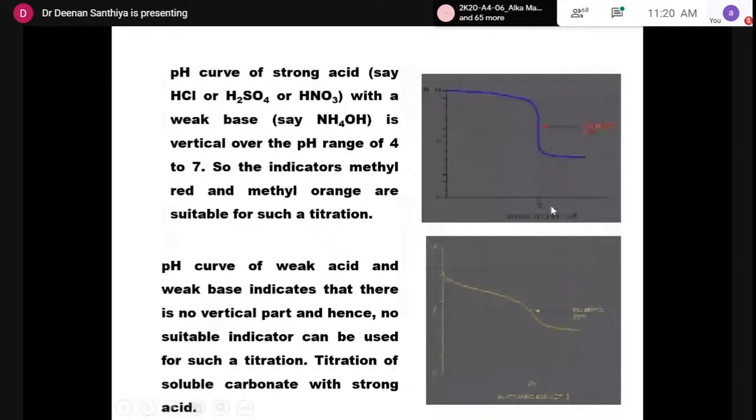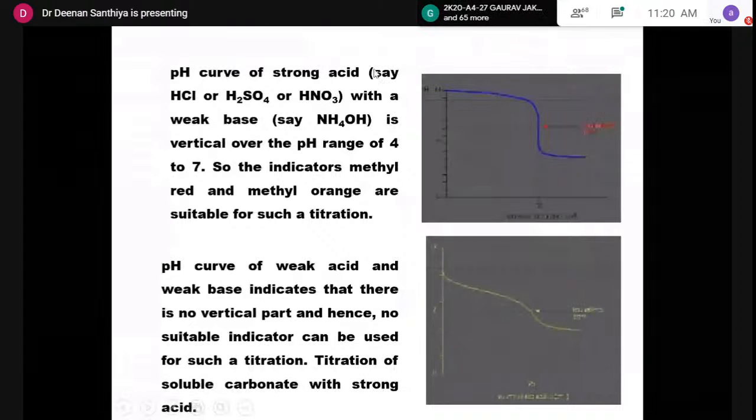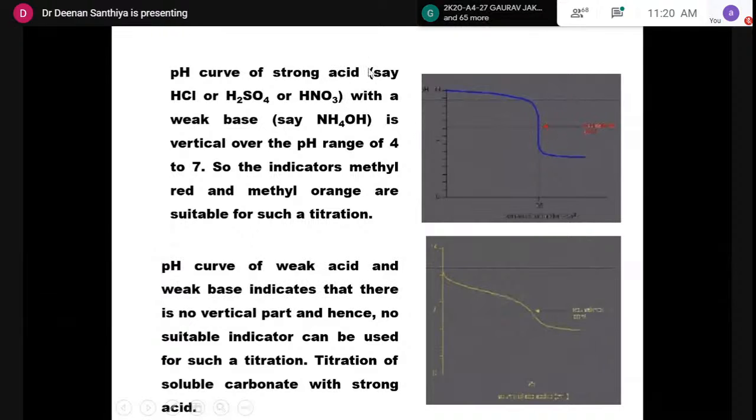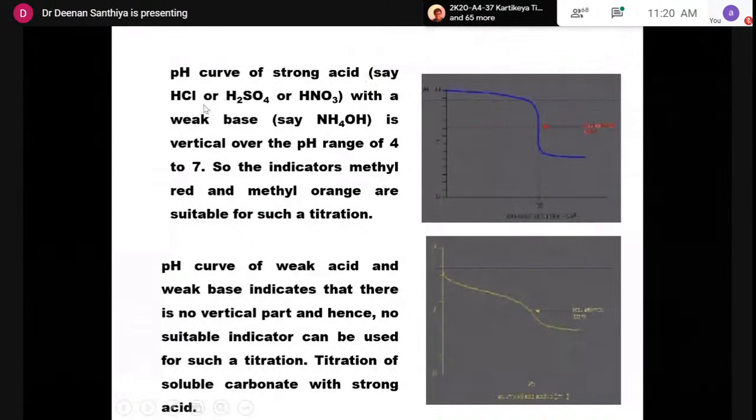So the next one, this is again the strong acid. Strong acid here is either hydrochloric acid or H2SO4 or nitric acid. It's a weak base, ammonium hydroxide. Same way here, this is also shorter, but the range of the sudden jump is from 4 to 7. When you see this 4 to 7, you have to choose your indicator. Depending on this range only, you are choosing the indicator.